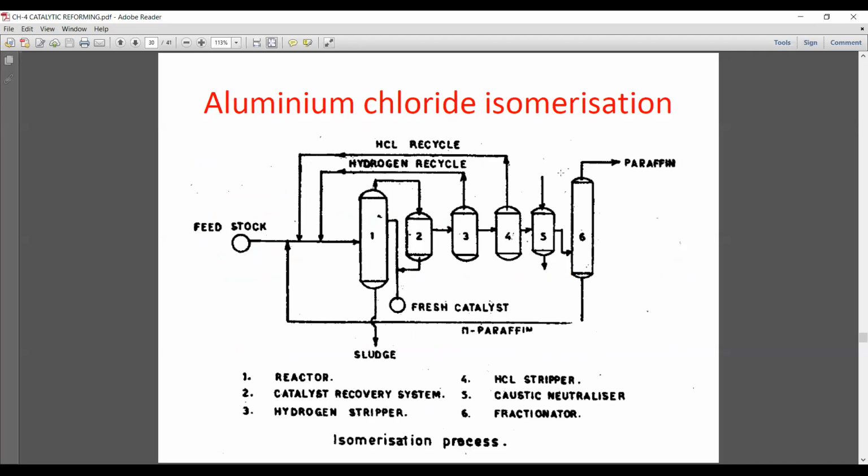And then aluminum chloride isomerization. So you have the reactor here. Then you have catalyst recovery system in two. Then here you have the hydrogen stripper because you are using hydrogen chloride. Then here you have the HCl stripper, and then here you have the caustic neutralizer, and six is a fractionator in which you get the paraffins, isoparaffins.